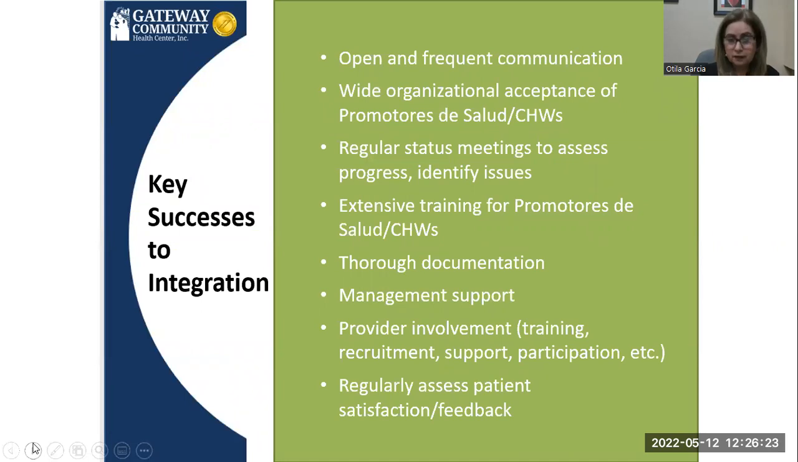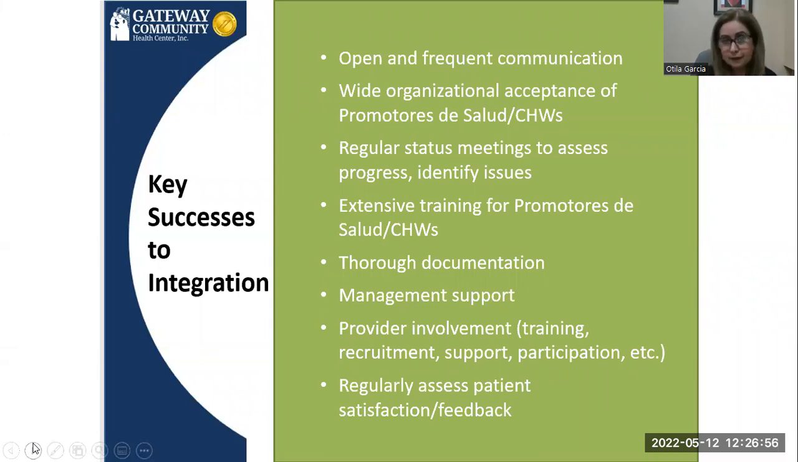The key success of the integration was to open frequent communication. Before that integration, we were working in silos. Each one was working on their own project, but there was not frequent communication. Now we have increased that, and the communication is of better quality. There is also wide organization acceptance of promotores de salud, CHWs.